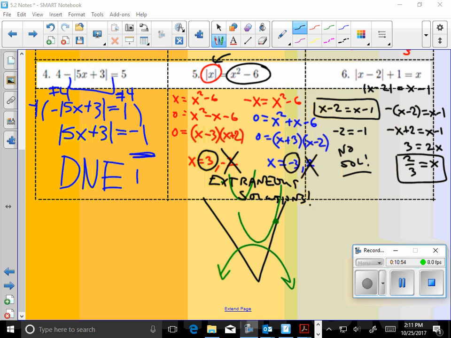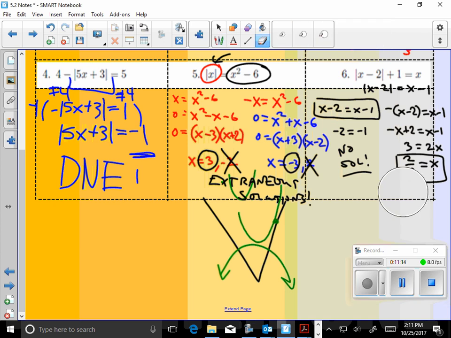We can go back and check. Let's plug 2/3 in. 2/3 minus 2 would be negative 4/3, but the absolute value of negative 4/3 is 4/3. Oh, hold on. It's 3/2. Yep, that's goofy. Should be 3/2. Thank you. Keep me honest. Once in a while I do that. I'm going to blame it on my children.